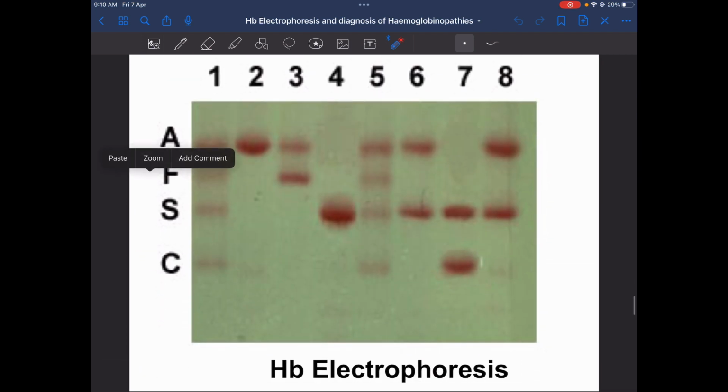Okay, the juicy part. Let's try to do this practice activity together, where we try to place what diagnosis the patient has based on his electrophoresis findings. The first entire row that you see here is just the control. This is just to show you what the A band is going to look like, what the F band will look like, the S band, and the C band.